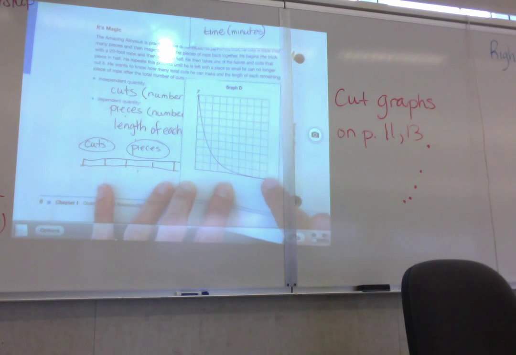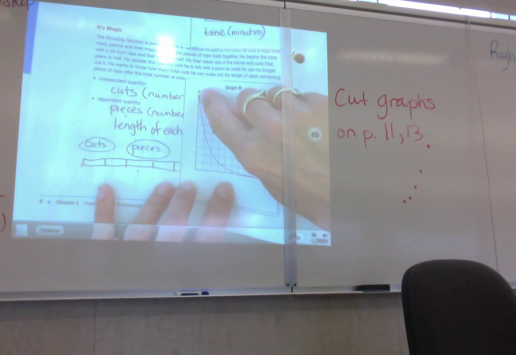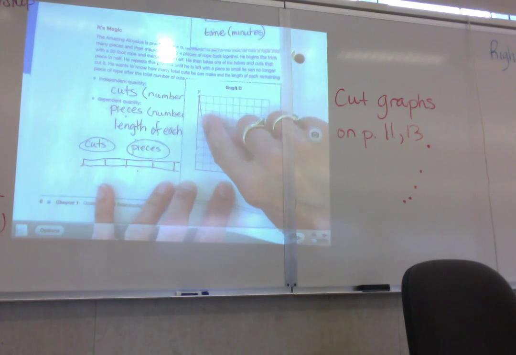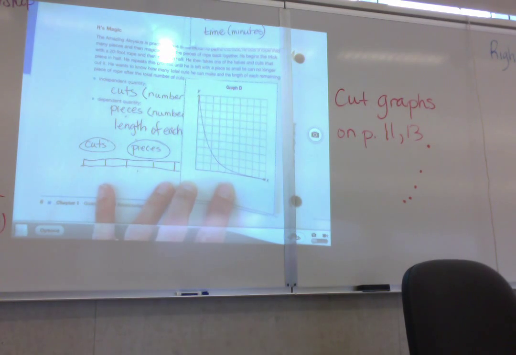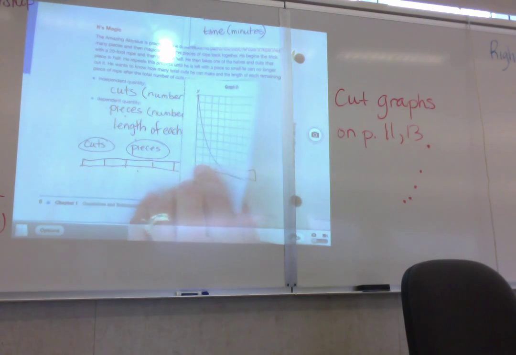So this is kind of like the interest rate when we looked at it before. The interest was doubling as you went. This is something getting cut in half each step of the way. So the length of the rope here is long, and then it gradually goes down. But pretty soon, with smaller pieces, you're cutting them in half, and there really isn't that big of a difference in size. So glue down graph D.